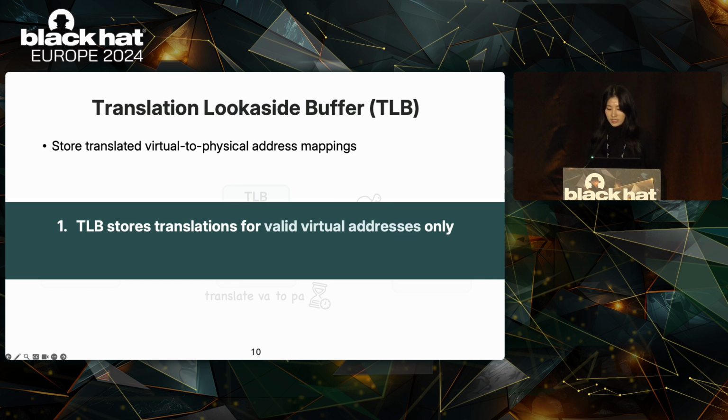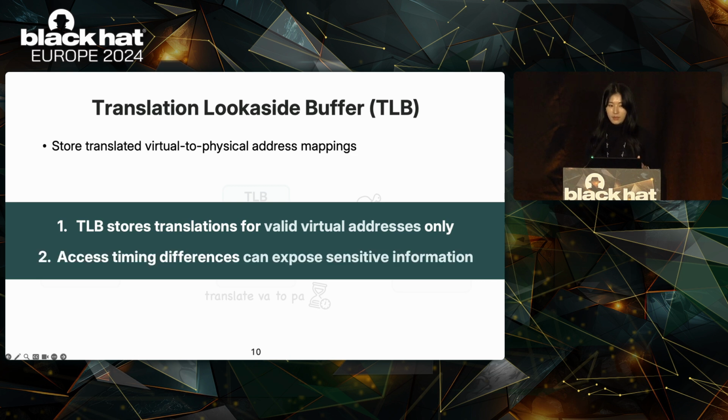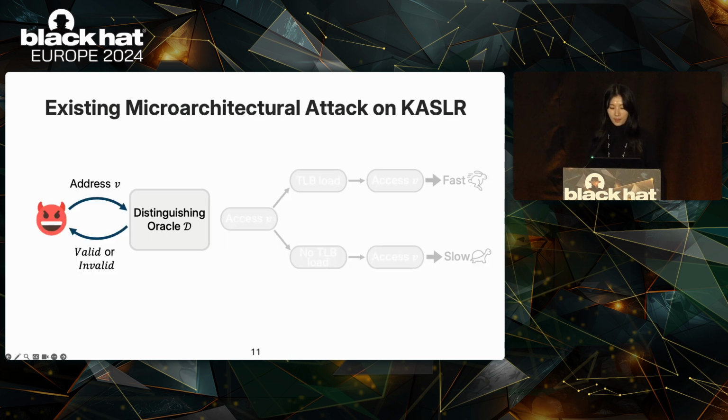If a virtual address is not mapped to physical memory, meaning it's invalid, its translation will not be stored in the TLB. Second, the difference in access time between a TLB hit and a TLB miss can be exploited to infer information about the system. So now that we understand this behavior, let's see how a microarchitectural side-channel attack uses it to bypass KASLR.